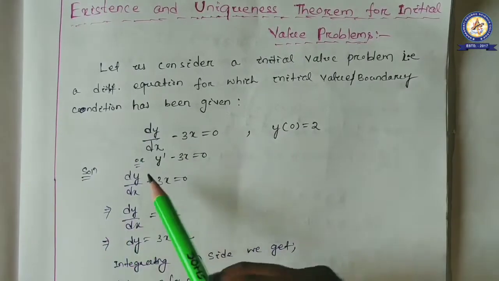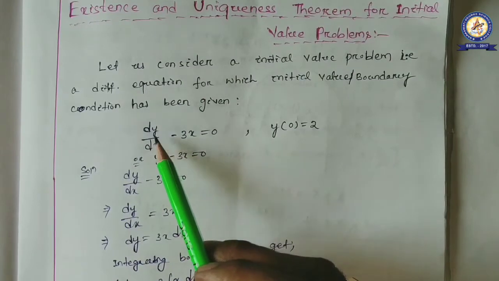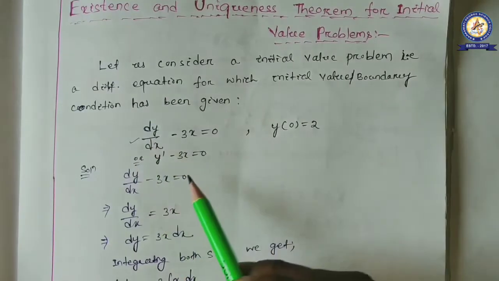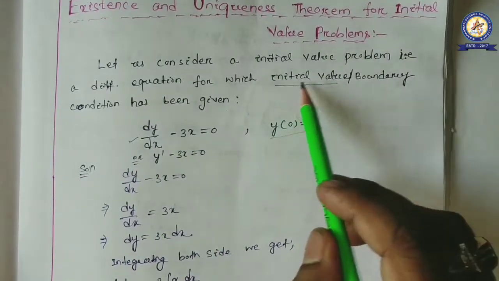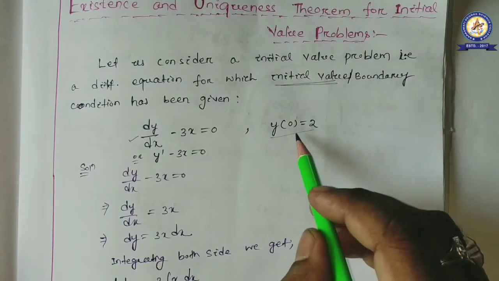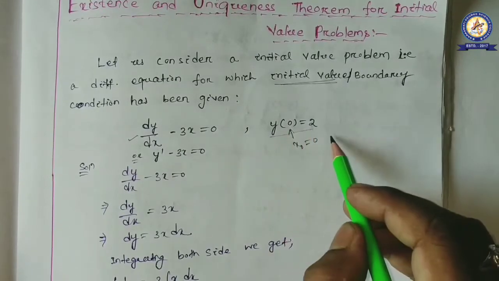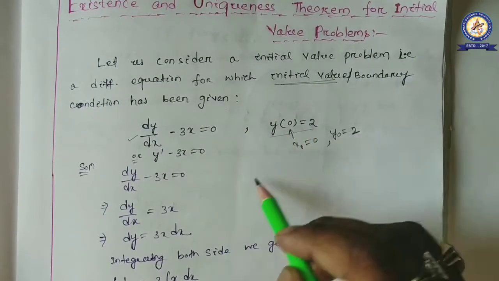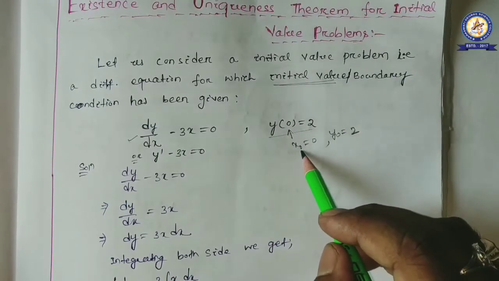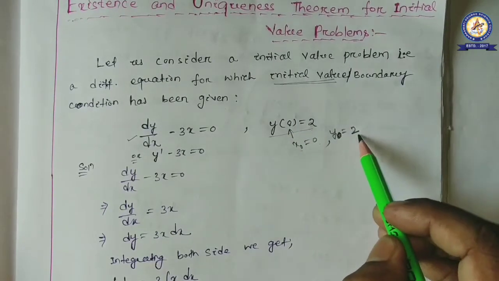So this is the differential equation, that is dy by dx minus 3x equal to 0. Here y is the dependent variable, x is the independent variable. For this differential equation, the boundary condition or the initial value has been given: y(0) equal to 2. That means for x0 equal to 0, the y0 value is equal to 2. Okay, that means x equal to 0, y equal to 2, or you can say that for x0 equal to 0, y0 equal to 2.